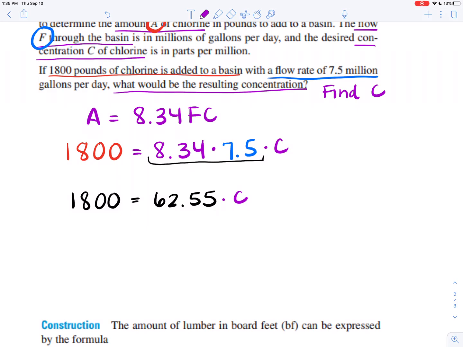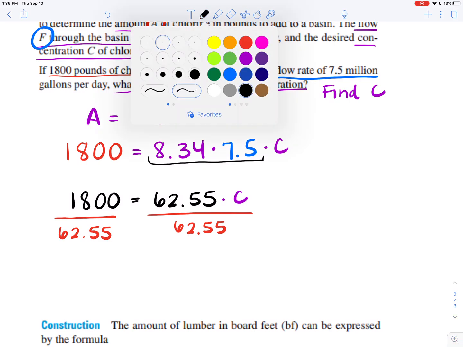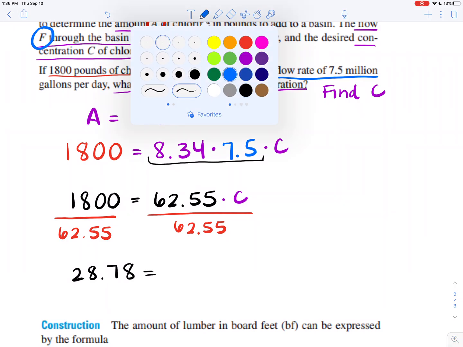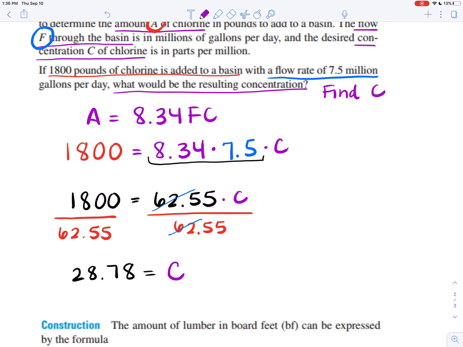Now I can see all that's happening to C is it's being multiplied by 62.55. Remember, to solve an equation, you do the opposite. If this is being multiplied by 62.55, then I'm going to divide by that, which will get C by itself. But if I do that to one side, I have to do the exact same thing to the other side. So when I simplify, 1800 divided by 62.55 is going to leave me with 28.78. I'm rounding this to 2 decimal places. On the other side, the 62.55s go away, which is what should happen here, and I have now solved for the value of C.